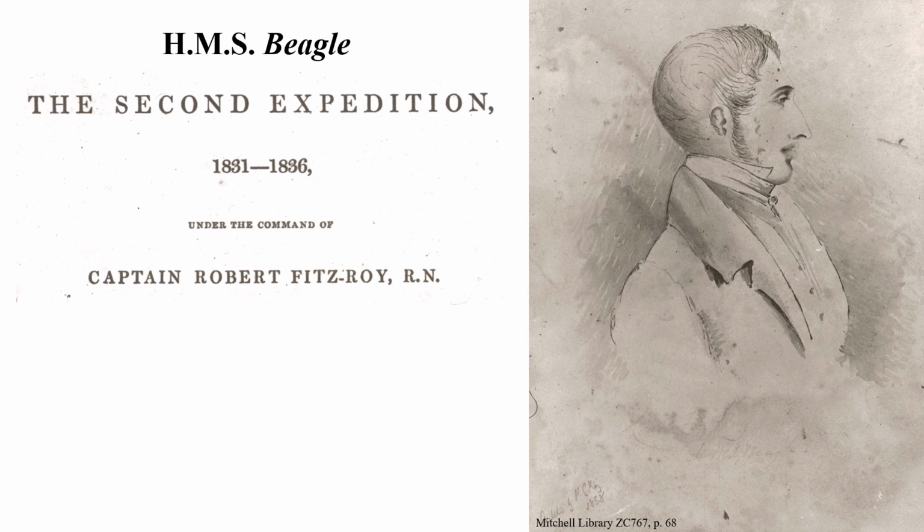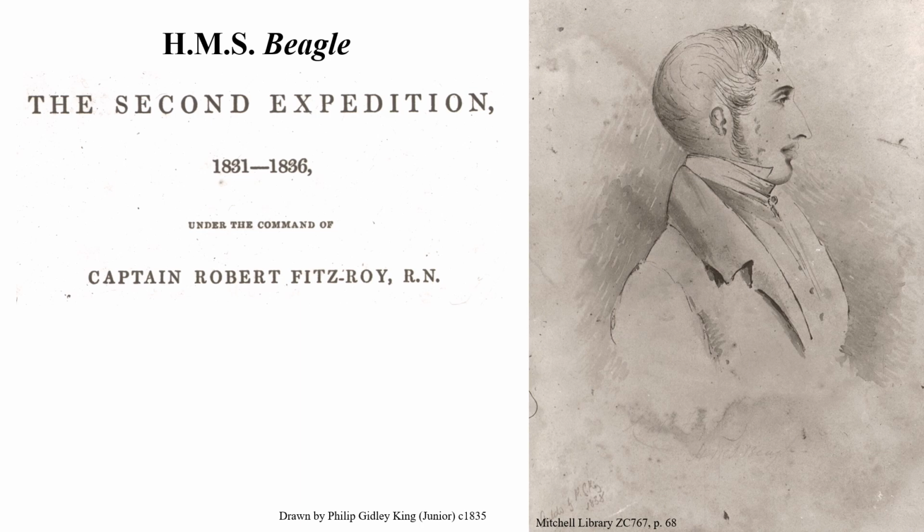Our story begins in 1831, the year in which HMS Beagle began its second expedition, under the command of Captain Robert Fitzroy. Here's a sketch of Fitzroy as he looked a few months before arriving in Australia. It is by Philip Gidley King Jr., who was a midshipman on that voyage and who happened to be the son of Philip Parker King, who commanded the Beagle's first surveying voyage.